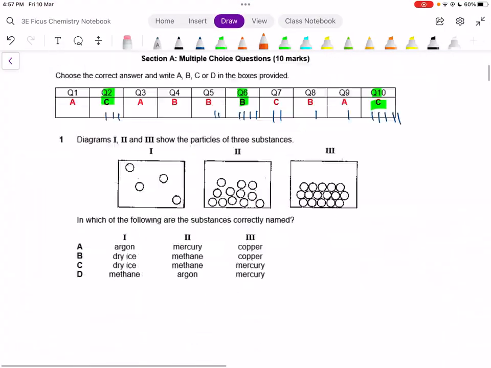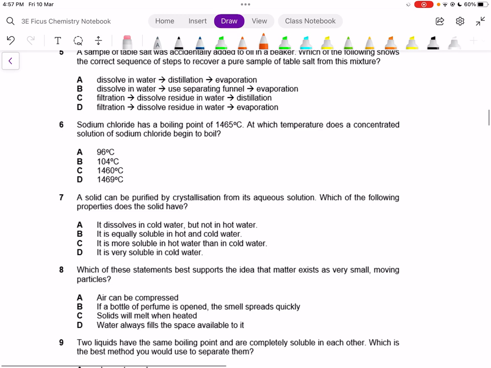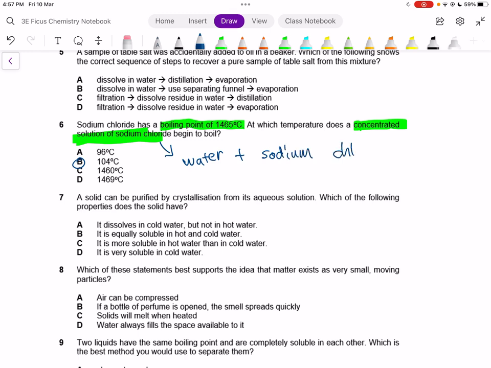Okay, sorry, question 6 and 10. Sodium chloride, this one is very tricky, has a boiling point of 1465, but this is a solution. The correct answer is B. Why? The thing about it being a solution means there is water plus sodium chloride. Which one is the solvent? Solvent is this one.